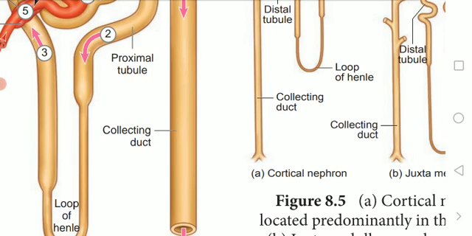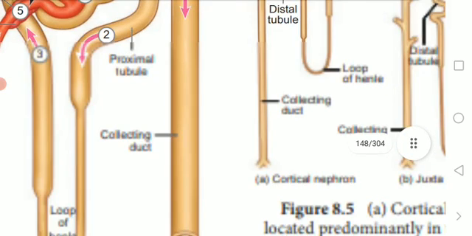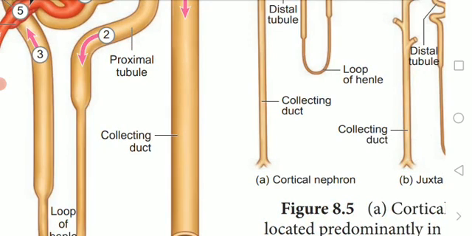It's impermeable to water. So the descending limb is permeable: the water can pass through it, whereas the ascending limb is impermeable to water. The water cannot pass through. But the solutes, as we are seeing, sodium, chlorine, potassium can pass here and there. That is a permeable one. That is the explanation of the ascending limb.